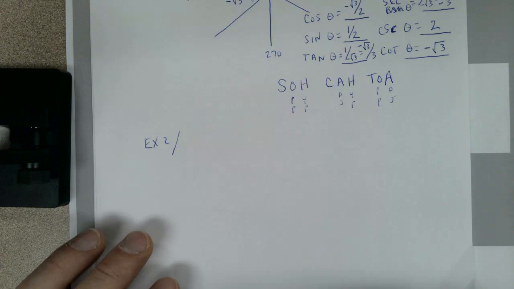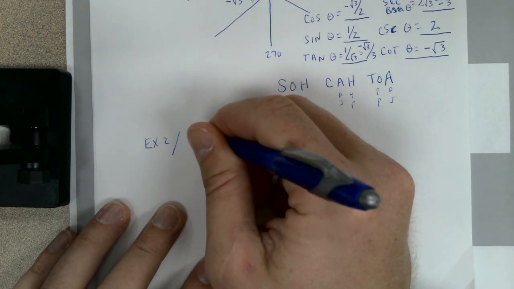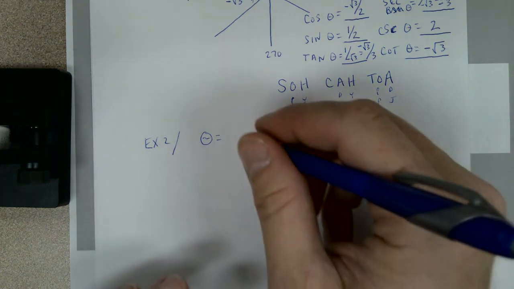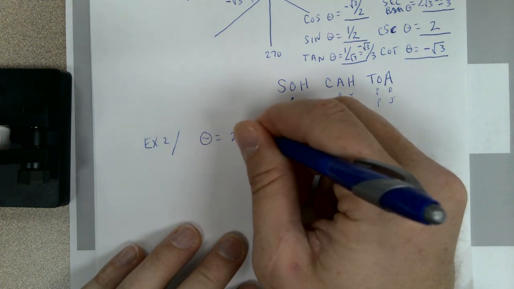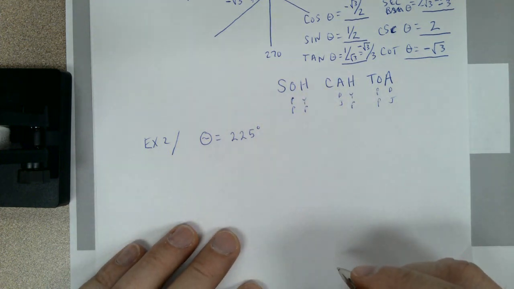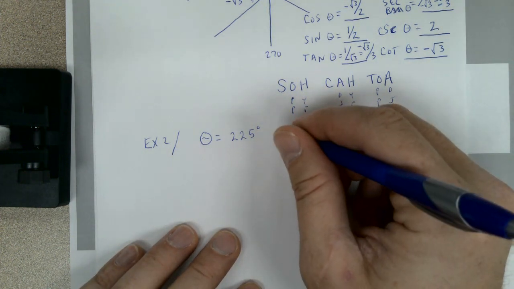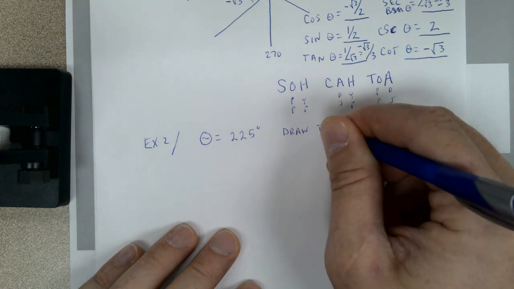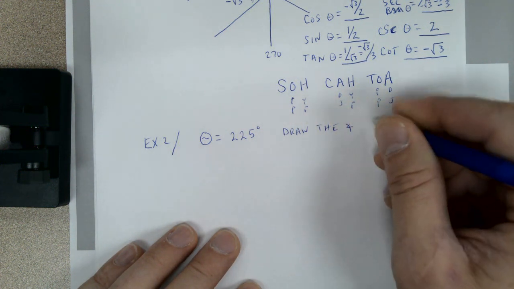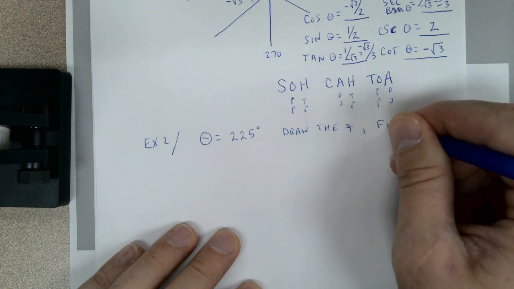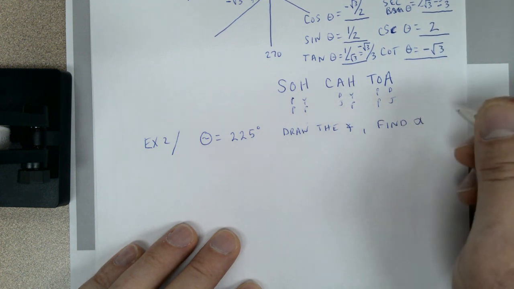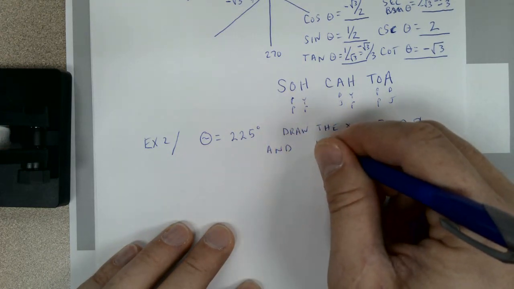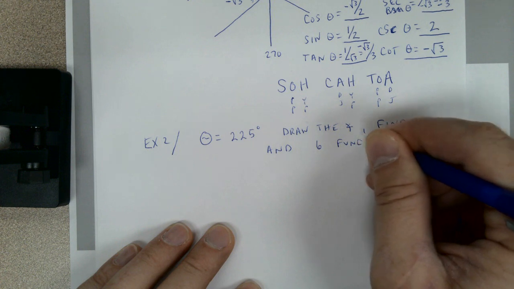We're going to do the same thing in example 2, but now we're going to say that theta is 225 degrees. Again, we're going to draw the angle, find alpha, and the 6 functional values.